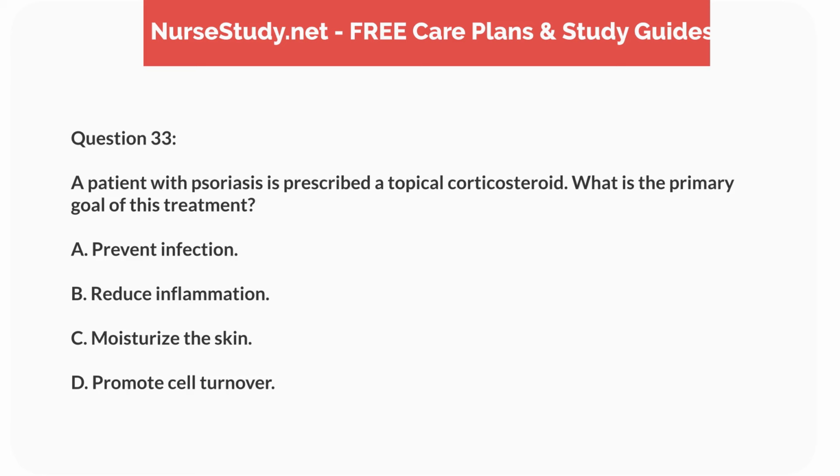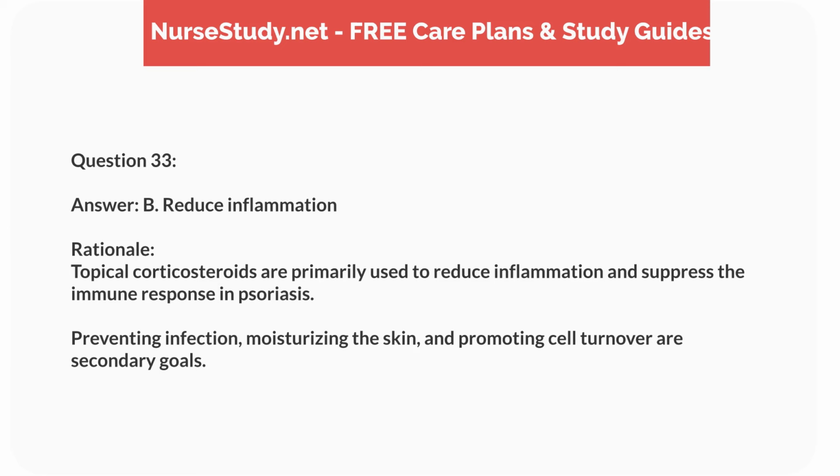Question 33. A patient with psoriasis is prescribed a topical corticosteroid. What is the primary goal of this treatment? A. Prevent infection. B. Reduce inflammation. C. Moisturize the skin. D. Promote cell turnover. Answer: B.